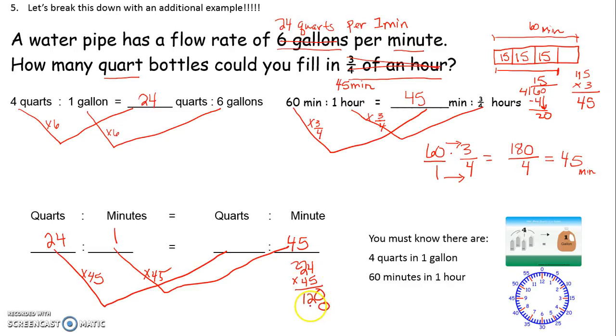4 times 4 is 16, put down a 6, carry a 1. 4 times 2 is 8, and 1 is 9. Now we're going to add these together. I hope I'm not making a mistake on my multiplication here. 0, 2 and 6 is 8, 9 and 1 is 10. So it must be 1,080 quarts. Oh, yeah, 1,080, sorry.